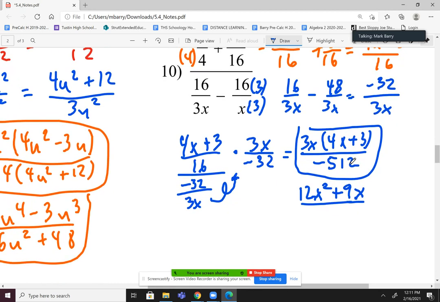And then with the negative on bottom, very often with the negative on bottom of a fraction, they're going to go ahead and move that out to the front. So I'd like to show that as well. So you are allowed to take a negative on bottom and just move it out to the front of everything. So there we go.